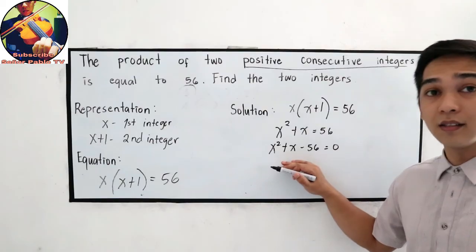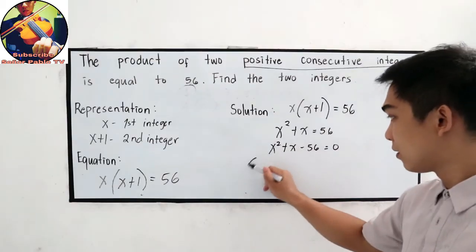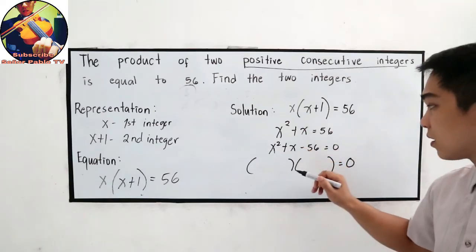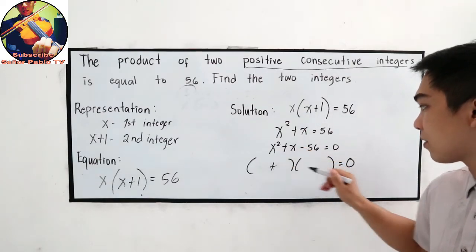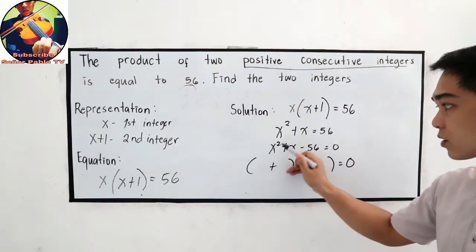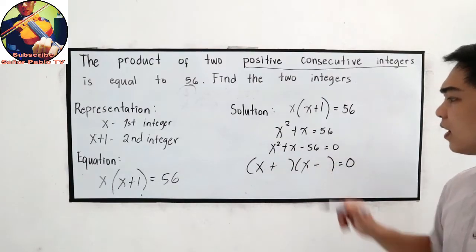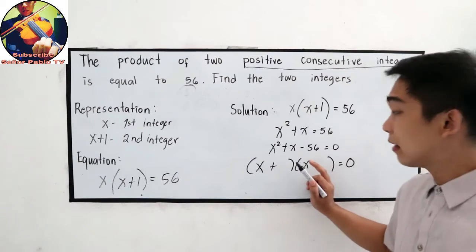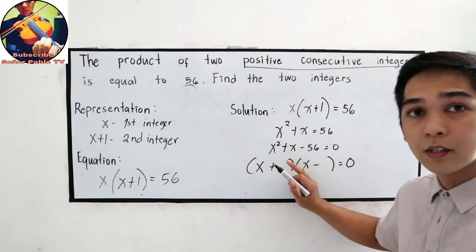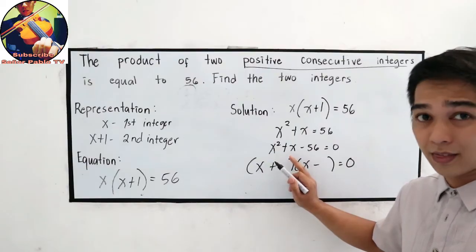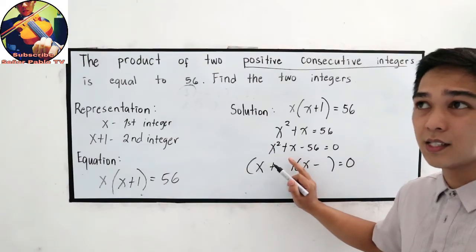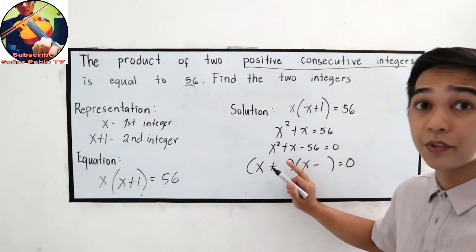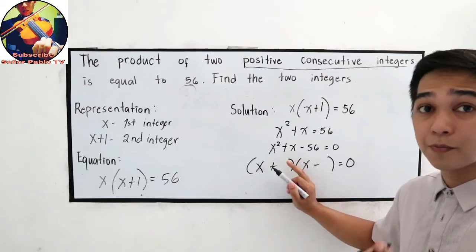This is now a trinomial. Find the factors. So is equal to 0. Since this is negative 56, our factor has a sign of positive and negative. Factors of x squared is x and x. Now let us find factors of 56 or negative 56 that if we're going to get the sum is equal to 1. So that is 8 times 7. 8 times 7, 56. So one is negative, the other one is positive.